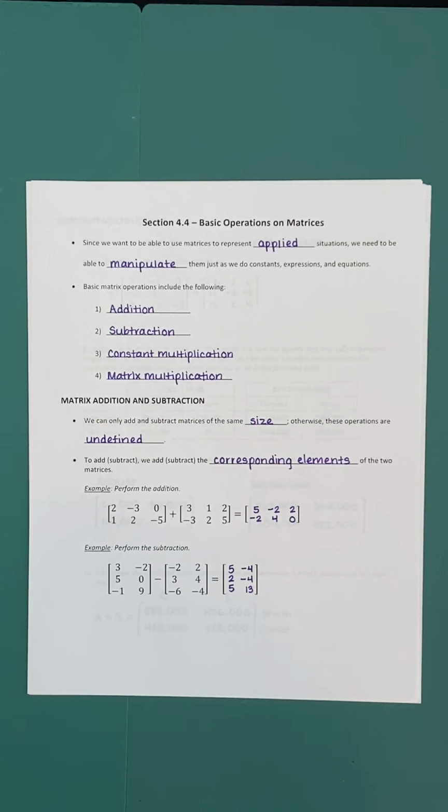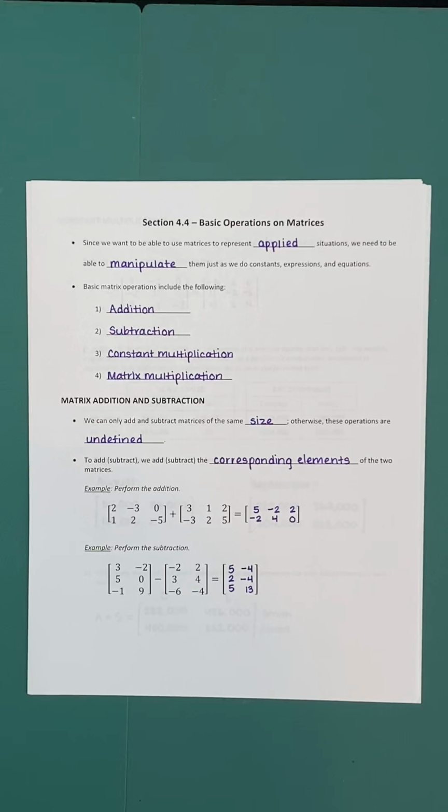Matrices can be used in other situations other than just to represent a system of equations. So since we want to be able to use matrices to represent our applied situations, we need to be able to manipulate them just as we do constants, expressions, and equations, in other words, algebraically. So the operations we can do on a matrix include addition, subtraction, and then actually two different types of multiplication. So we can multiply a matrix by a constant, in other words, by a fixed number, and we can also multiply two matrices together. So we're going to look at both of these types of multiplication.